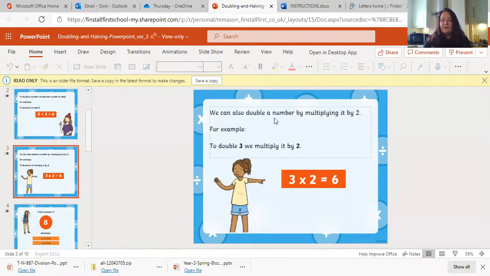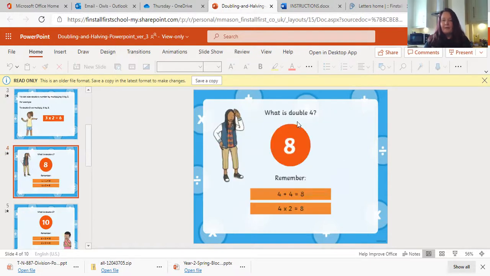Okay, so to double a number, we're multiplying it by 2 because we're doing it 2 times. So here's my number 3, and we're doing it 2 times. So we get the answer 6. Okay, so what is double 4? Well, I know double 4 is 8. Here it is. So 4 and 4, there's my double, is 8.